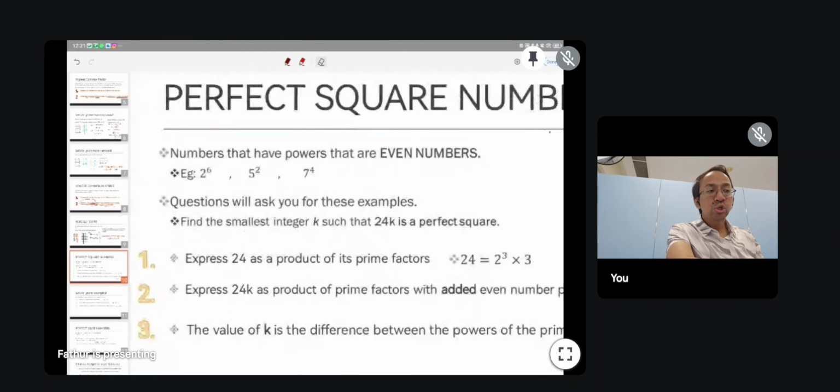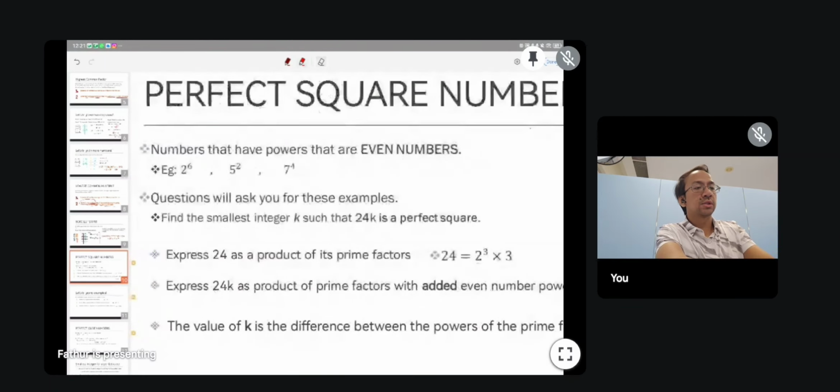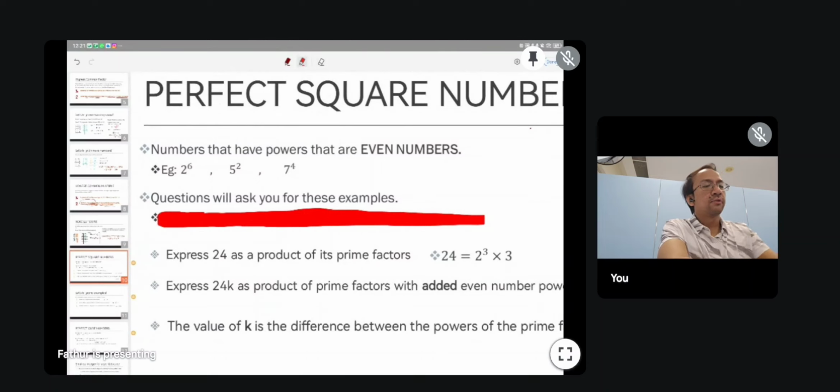All right, so usually the questions will ask you this: find the smallest integer k such that 24k is a perfect square. They give you a random number 24. Can be 56, can be 62, can be any number lah.